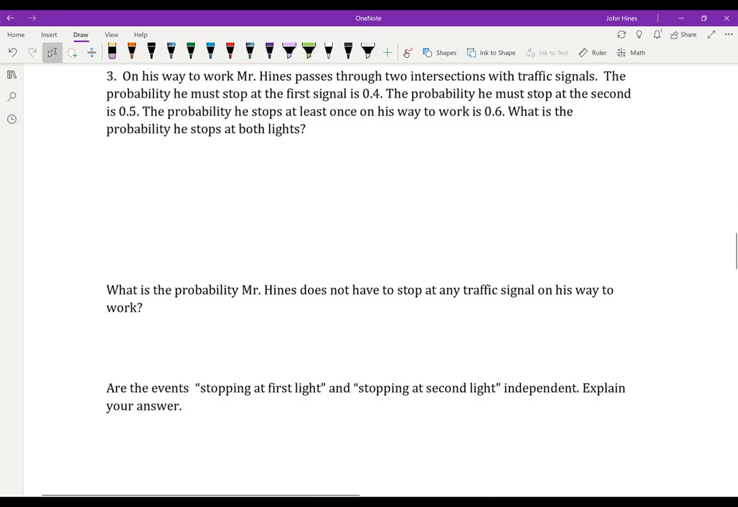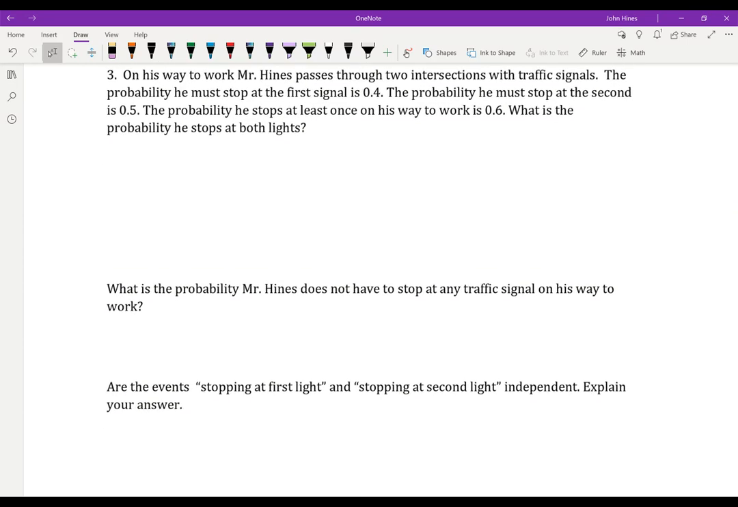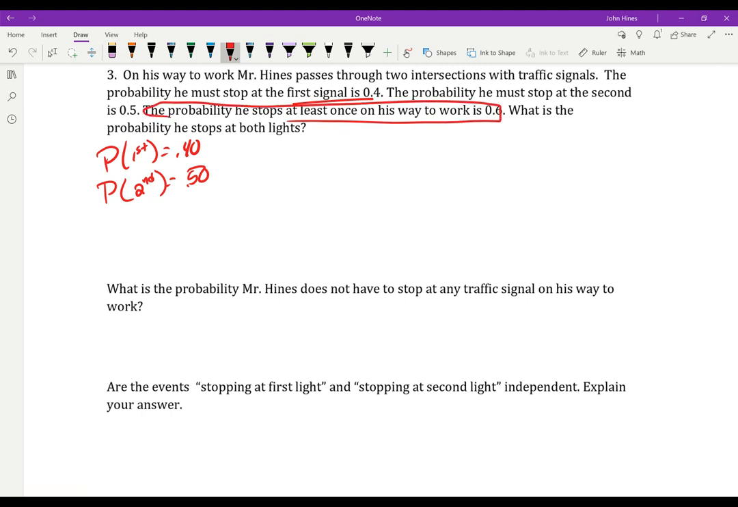Couple more and we're done. So on my way to work, Mr. Hines passes through two intersections with traffic signals. The probability he must stop at the first is 40%. The probability I stop at the second, that's probably 5 corners, is 50%. I hate 5 corners. The probability he stops at least one light on the way to work is 0.60.